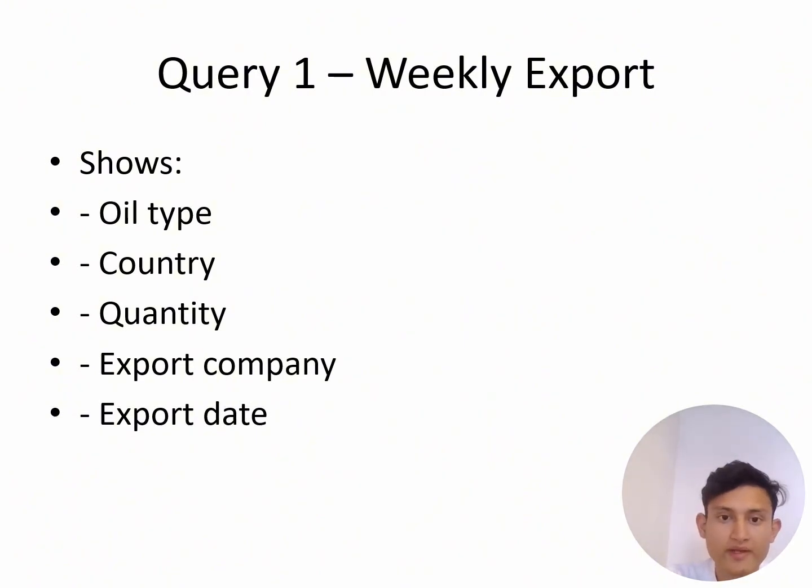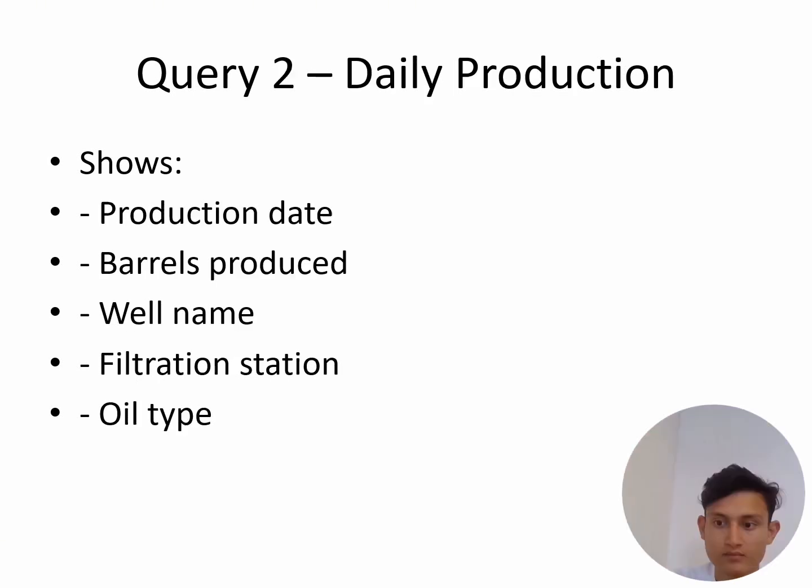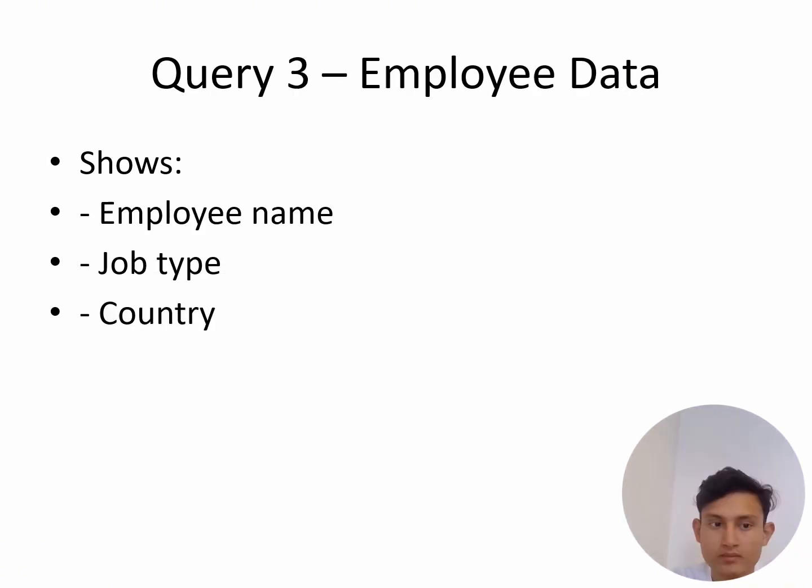The first query created the weekly report, which shows the oil type, country, quantity, export company, and export date. The second query generated the daily production. It shows production date, number of barrels, well name, filtration station, and oil type. The third query shows the employee data, which shows employee name, job type, and the country.